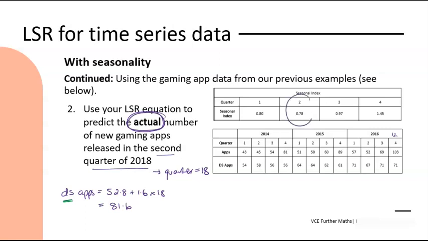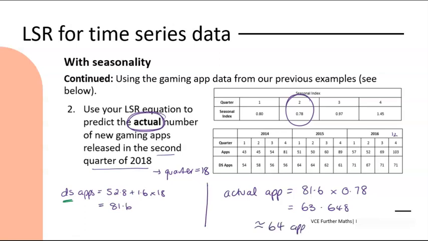So we need to go back to our quarter 2 index, and so the actual app data will be our deseasonalised amount, 81.6, multiplied by our index for quarter 2, so 0.78. And so when we do that, we get an actual predicted app number of 63.648. So let's say closest to 64 apps released in that quarter.